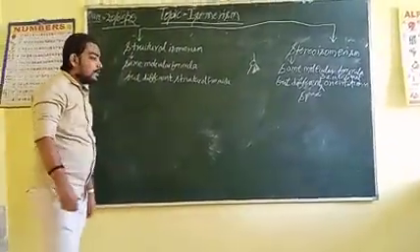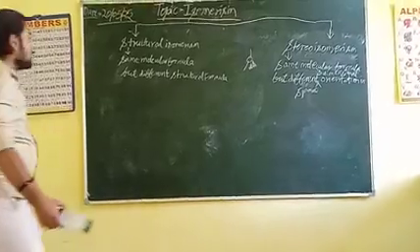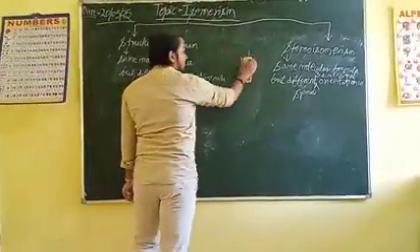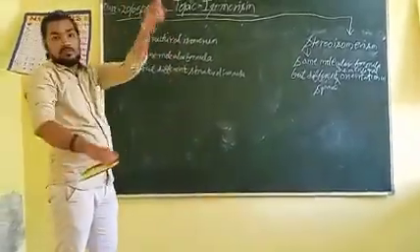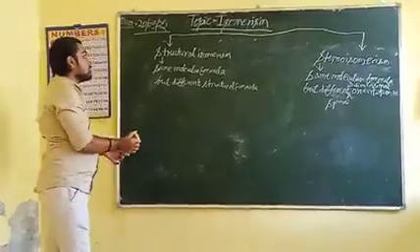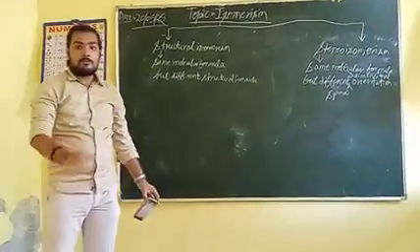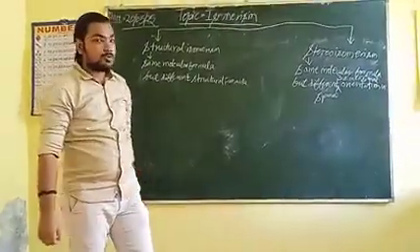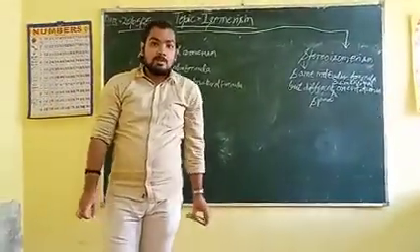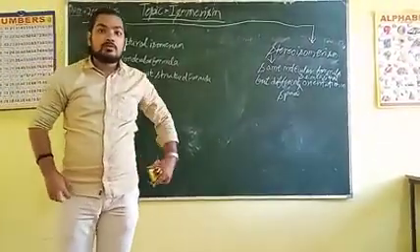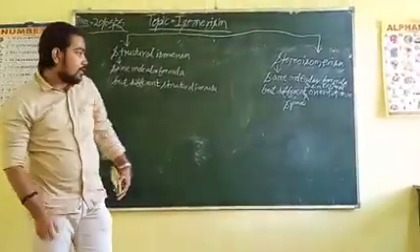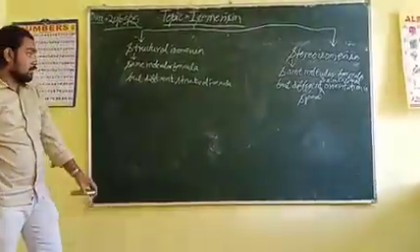So now we have to study one by one the different types of structural isomerism. Okay. So structural isomerism is of four types. First is chain isomerism, second is positional isomerism, third is functional isomerism, and fourth one is metamerism. Okay. Now we have to study each one by one.